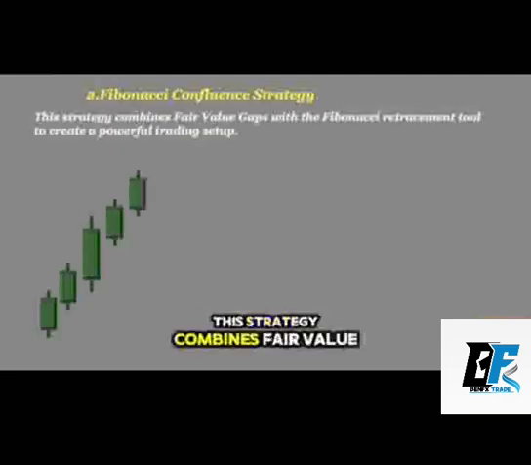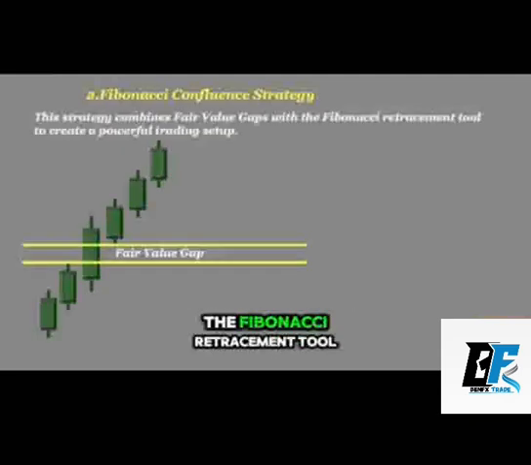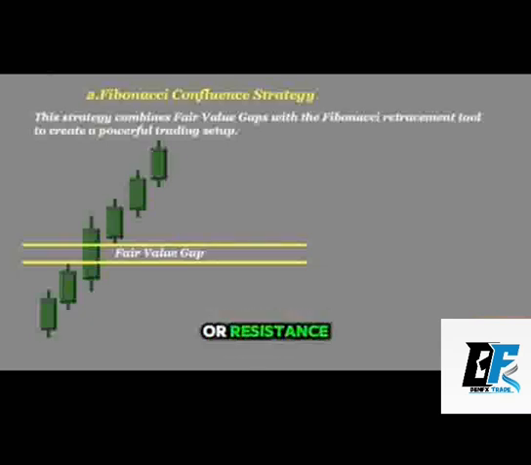This strategy combines fair value gaps with the Fibonacci retracement tool to create a powerful trading setup. The key is to focus on fair value gaps that align with the 61.8% Fibonacci level, often referred to as the golden zone, or the 50% level, which both serve as strong areas of support or resistance.